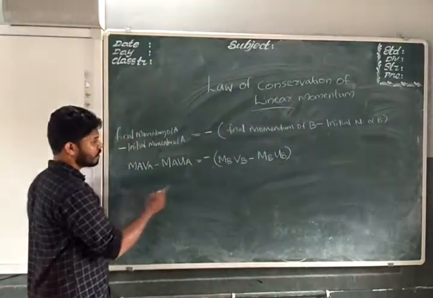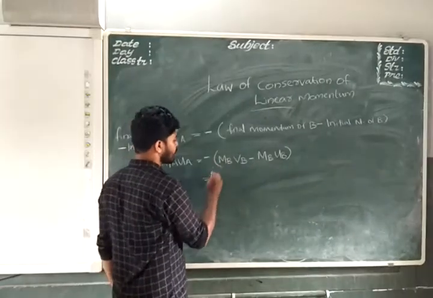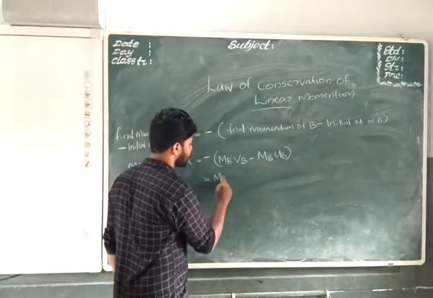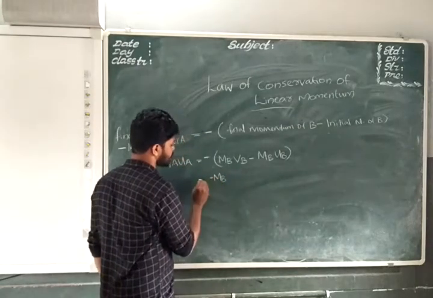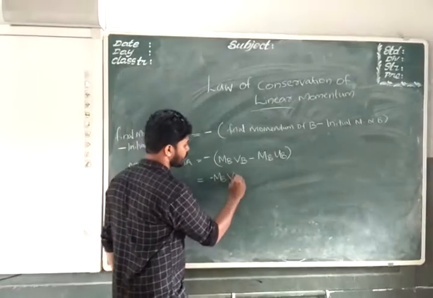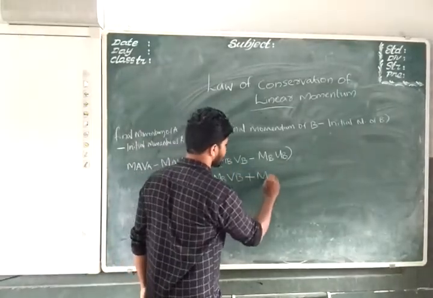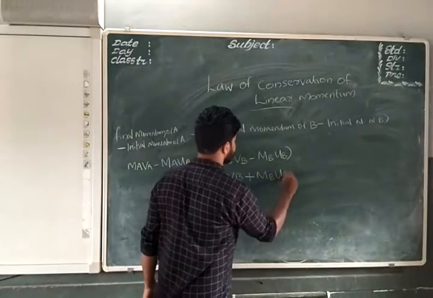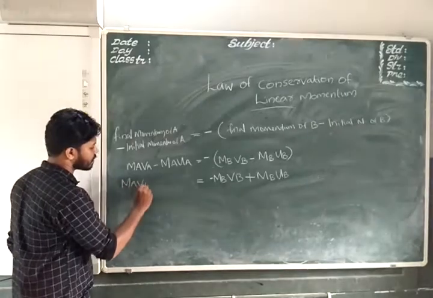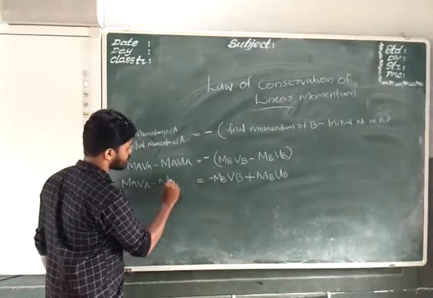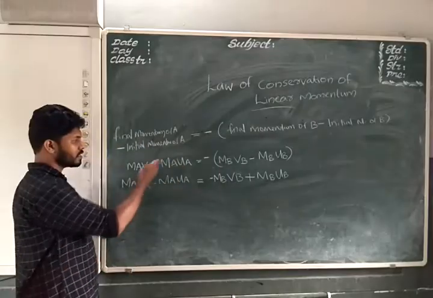Fine. Now let me open this bracket. So when I open this bracket, this minus will be given to MB. So it becomes minus MB VB, minus into minus becomes plus MB UB. So here, just writing the same, MAVA minus MAUA. I haven't made any change here.